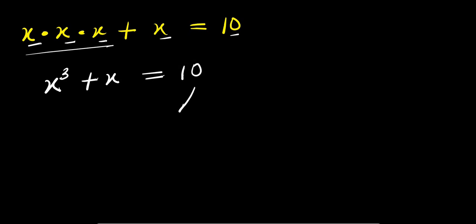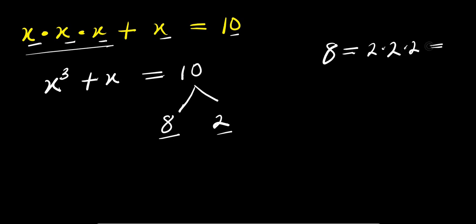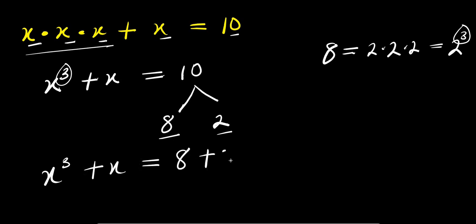Now I can divide this 10 into two parts, 8 and 2. Why did we choose 8 and 2? Because I can easily express 8 as 2 times 2 times 2, which is 2 power 3. And since we have 3 here at the exponent, we have 3 here, so we can easily combine them. So that means I have x power 3 plus x equals 8 plus 2.